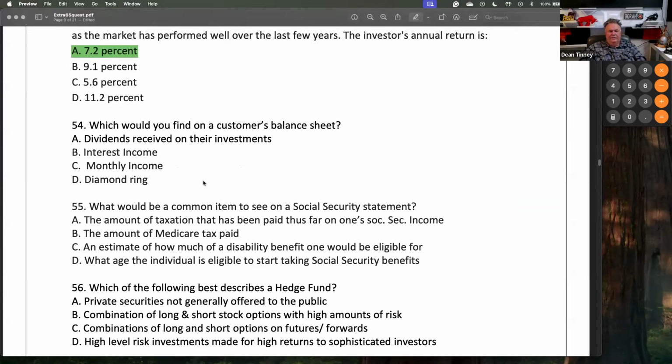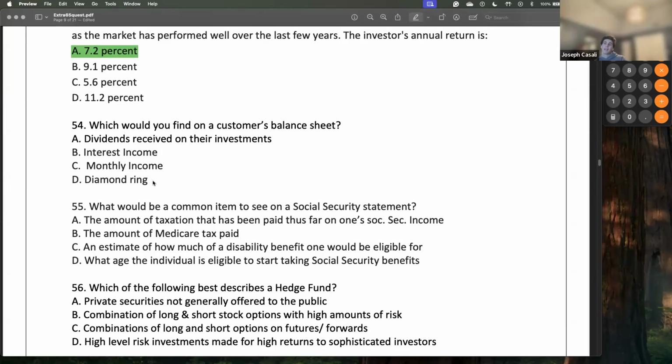Which would you find on the customer's balance sheet? Well, a diamond ring is an asset. There you go. You got it.